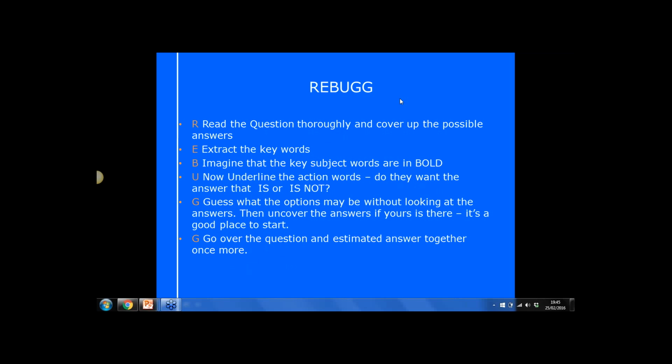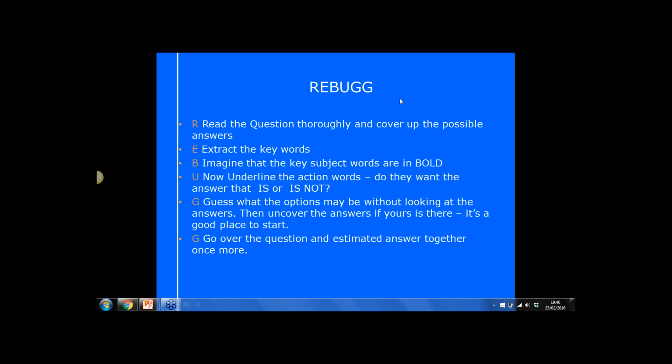Now this is an acronym, so it's really about starting off by reading the question thoroughly and making sure that whilst you read that question, you cover up the actual possible answers that they have there. So literally physically do this with your scrap paper. I'm moving my hands around as if you guys can see me. You literally cover your answers with the scrap paper and you just read the question. You extract the main keywords. So that's thinking, what exactly is this question asking me? Take time on that.